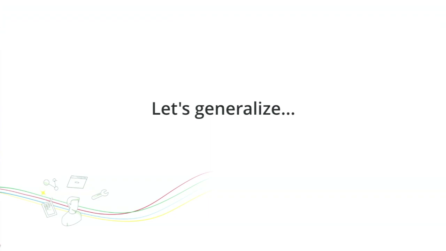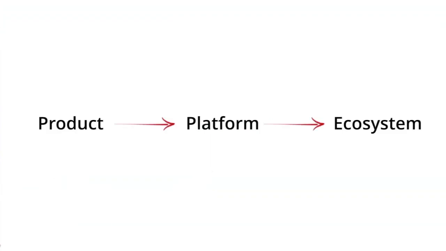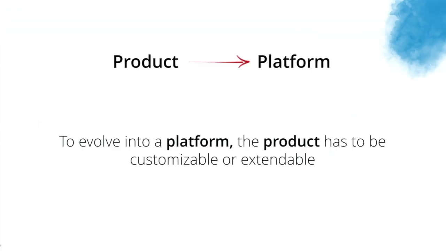So let me generalize a little bit from what we've seen here. We've talked about product, and we've talked about a platform. A platform is a place where you can extend the product itself. And I'm going to introduce this concept of an ecosystem. An ecosystem is a platform, the product, and the people associated with it, and the applications associated with it. And you'll see this paradigm across the industry. So let me just touch on a few things.